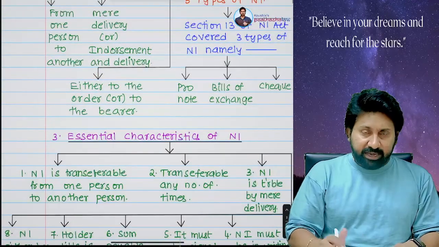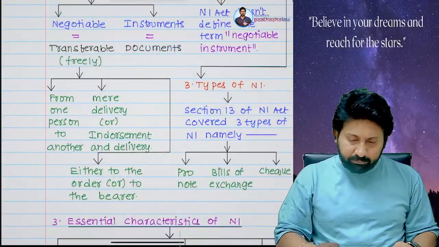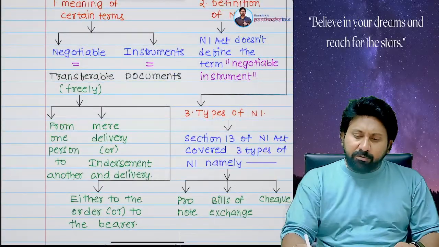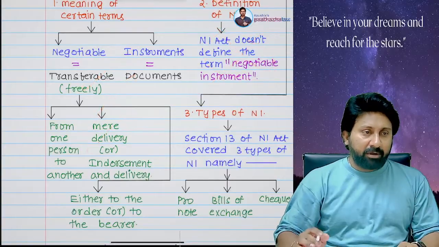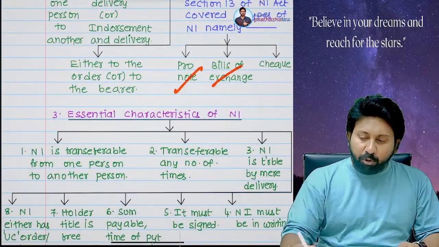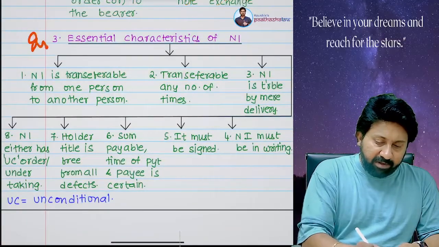Next, either to the order or to the bearer. That's why I said. Next, what is a negotiable instrument? The NI Act does not give a definition. This is only the meaning. There are three types of negotiable instrument: promissory note, bill of exchange, and a check. Very important. This is important question number one.